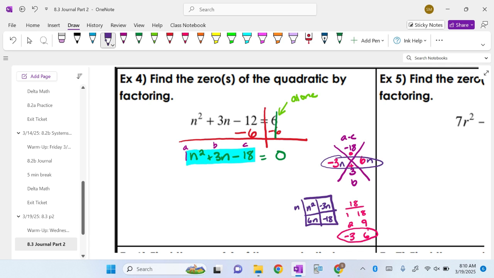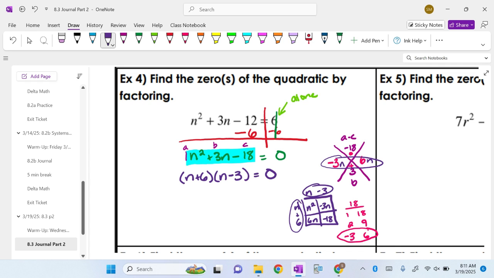So I have n times n gives me n squared. What times n gives me negative 3n? Negative 3. What times n gives me 6n? Positive 6. So these are my two factors. I get n plus 6 times n minus 3 is equal to 0.